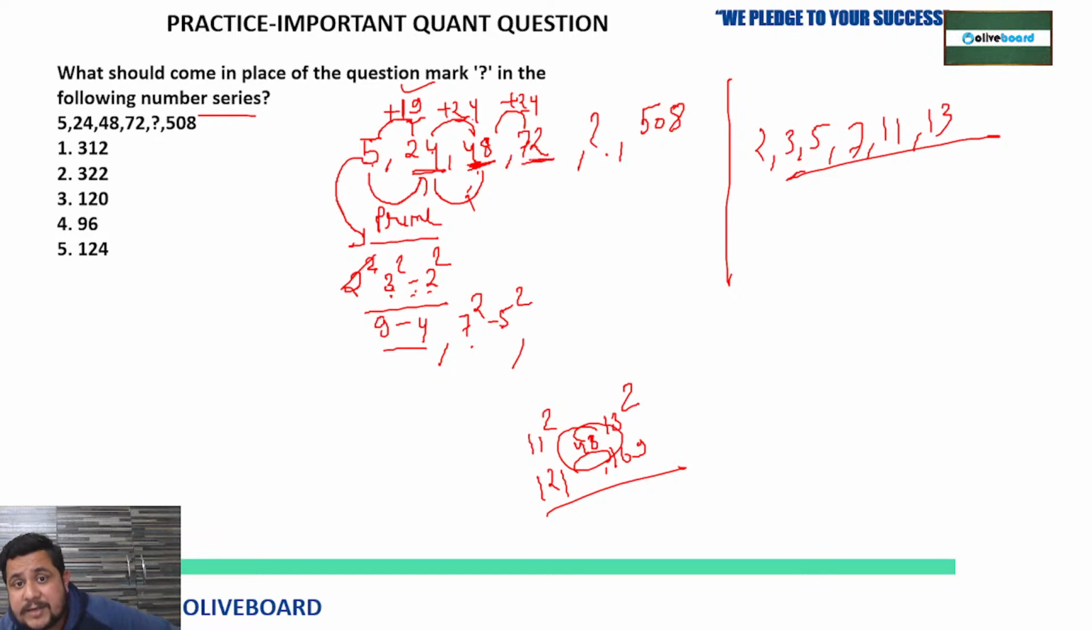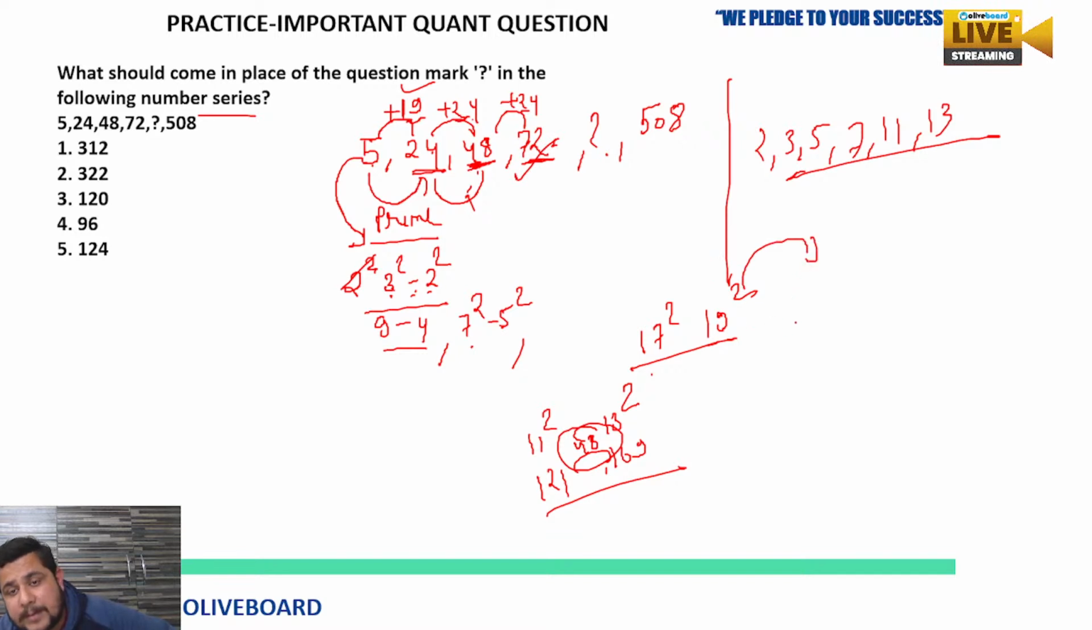Okay, now 72. So 17 square and 19 square, the next two prime numbers after 13. So 289 and 361. So 72 must be there. Yes. So next thing will be what? The next two prime numbers' difference.